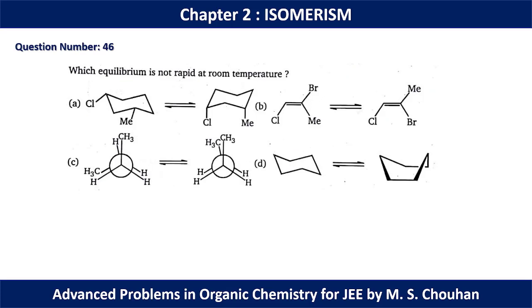In question number 46, which equilibrium is not rapid at room temperature? Okay, so the thing is that if the product is unstable in nature, the equilibrium cannot be rapid. Okay, so for molecule A we have two functional groups present in equatorial position, whereas in the product we have two functional groups present in axial position. So the product is much more unstable compared to the reagent, so the equilibrium is not rapid.